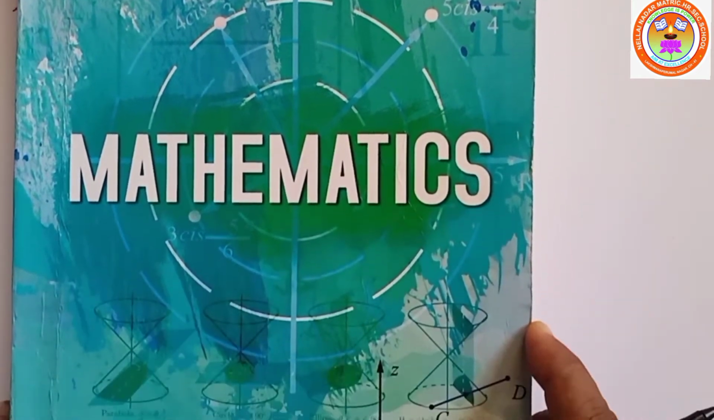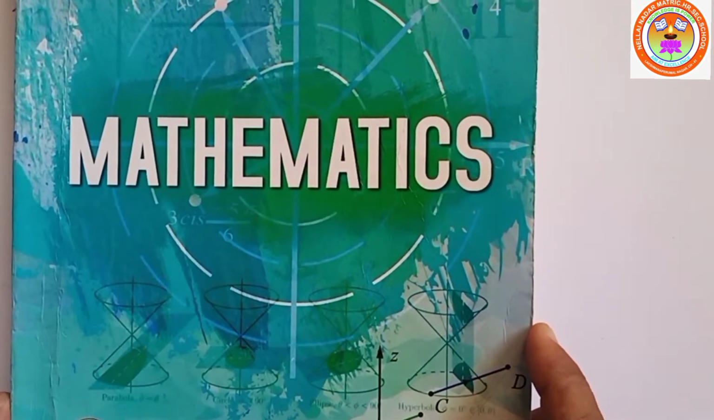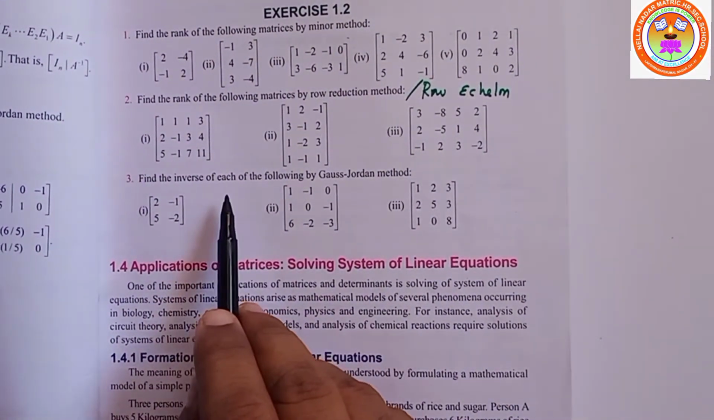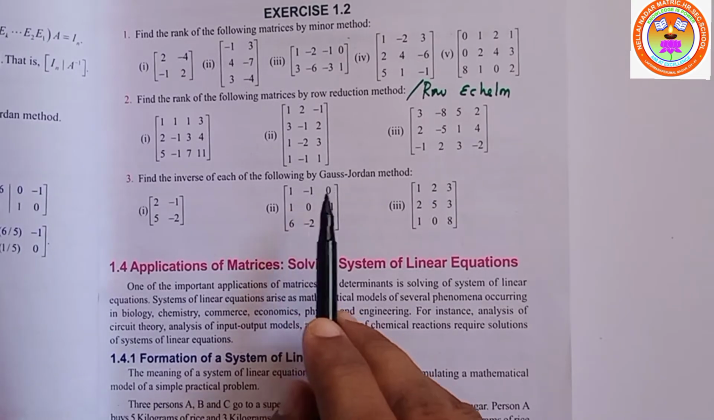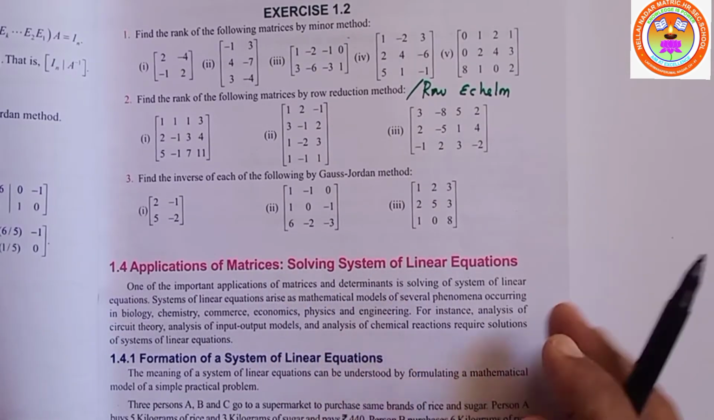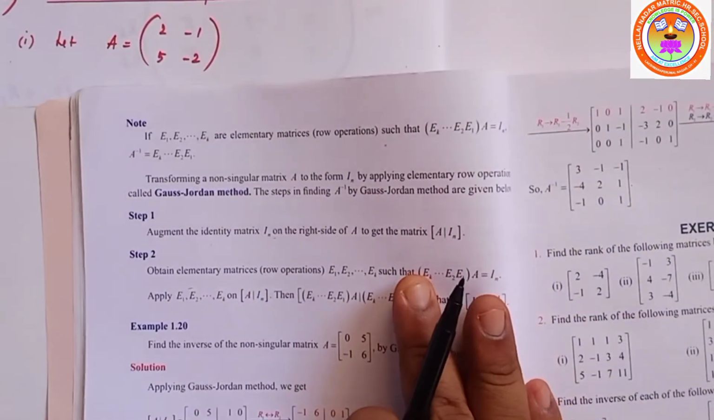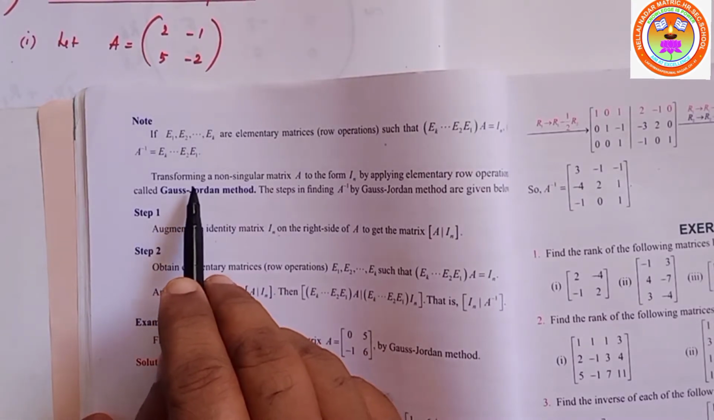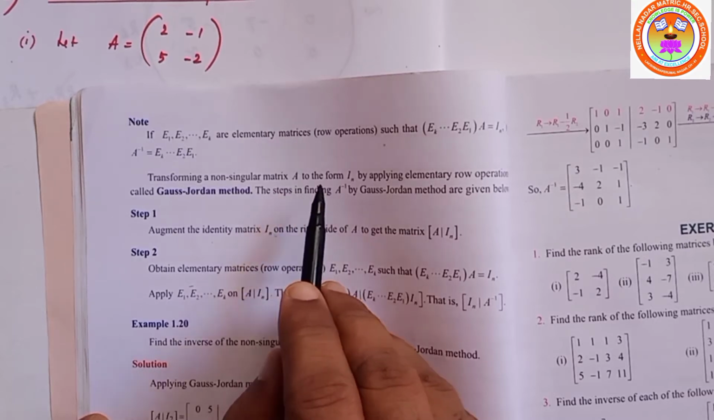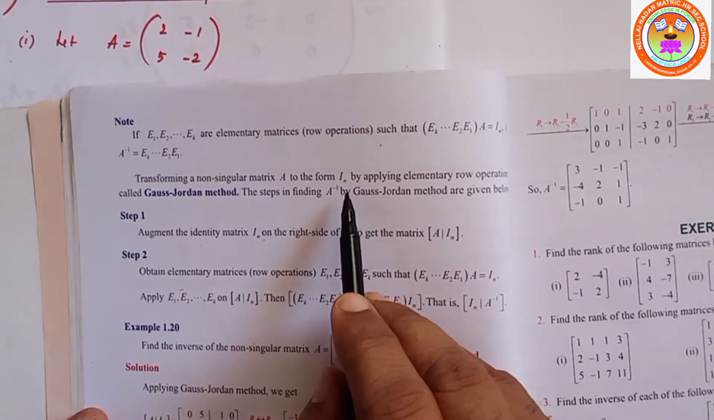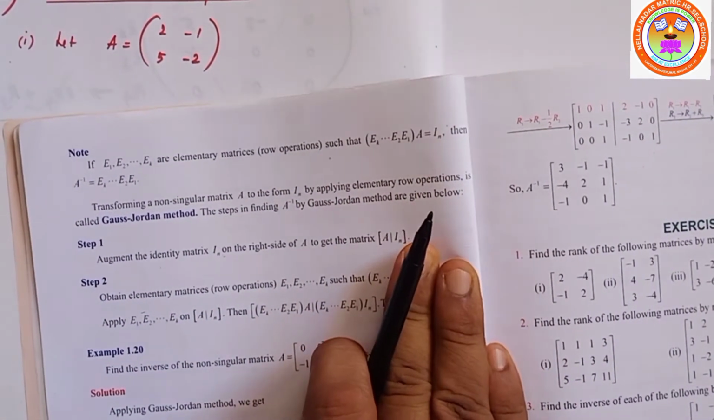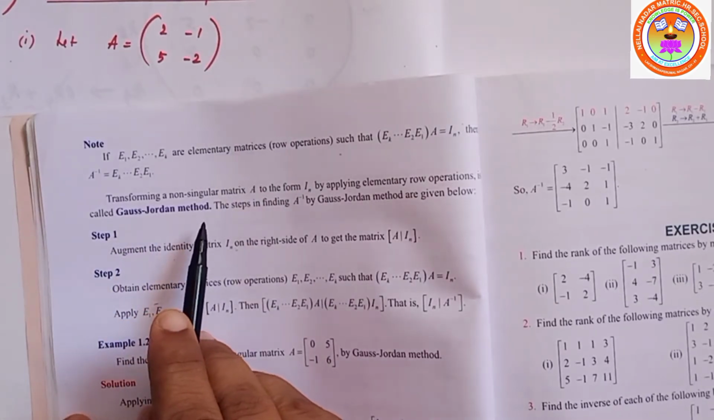12th standard mathematics, chapter number 1, continuation of exercise 1.2. Now find the inverse of each of the following by Gauss-Jordan method. 3 subdivisions are there, we can do one by one. See here, transforming a non-singular matrix A, capital A, to the form In by applying elementary row operations is called Gauss-Jordan method.